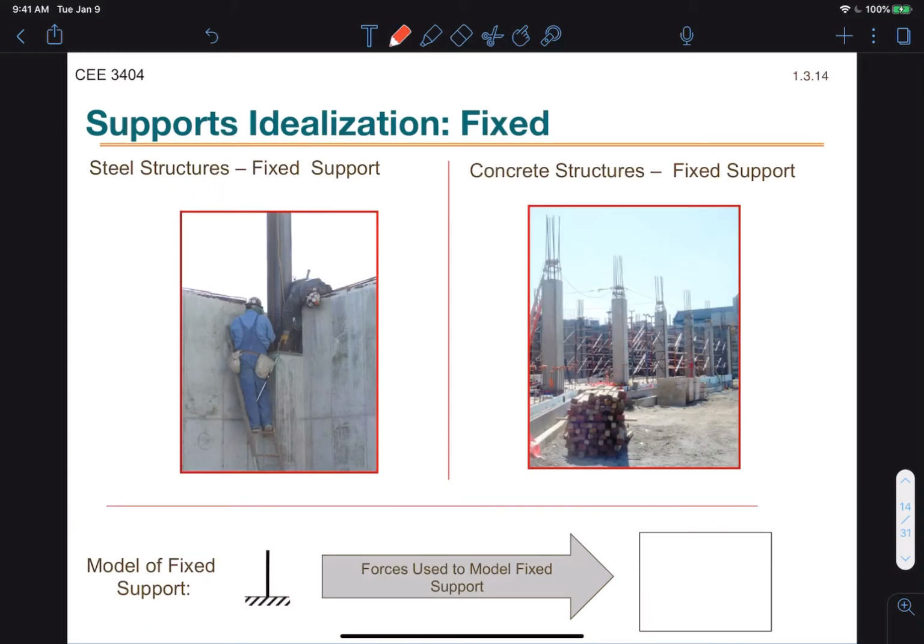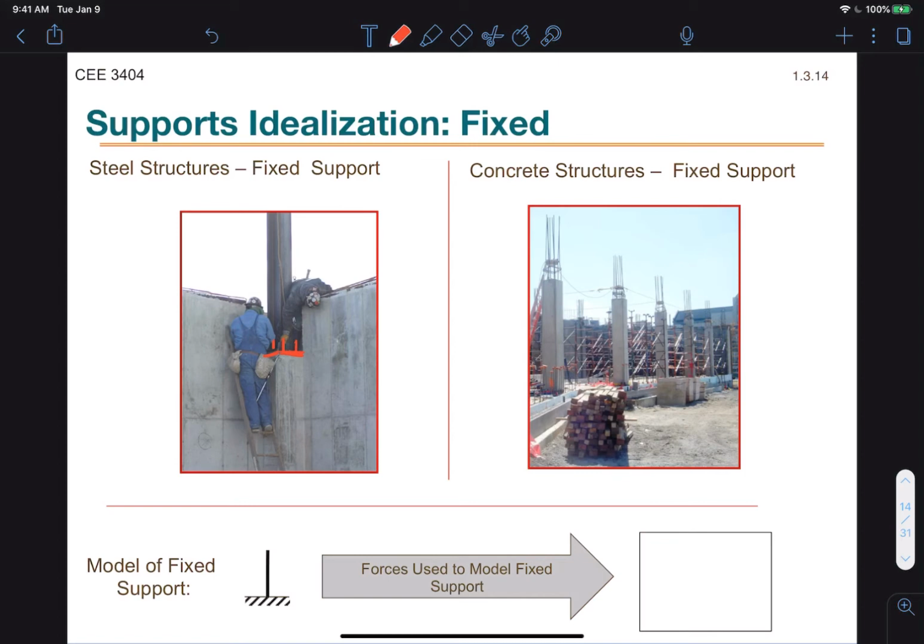The last type of idealized support is the fixed support. In steel structures, a fixed support would be something like a fully bolted base. It's hard to see, but you can see how this beam goes onto a base plate here, and then that gets bolted down all around. So that provides quite a bit of rigidity and resists movement in both lateral directions as well as vertical, as well as rotation.